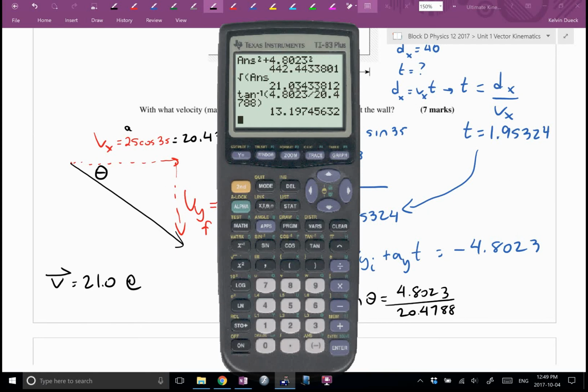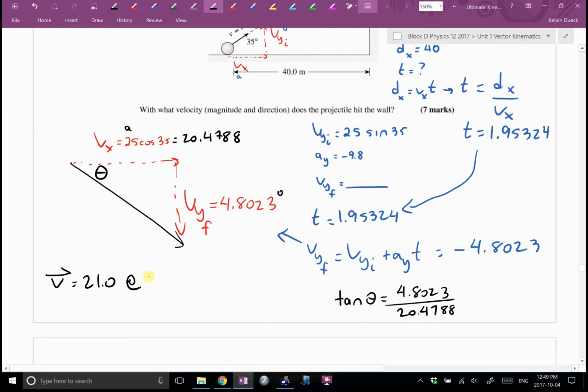Is that right? People agreeing? No? Yeah? Not above the horizontal this time. What's this? Below the horizontal. So we can handle it. It's doable.